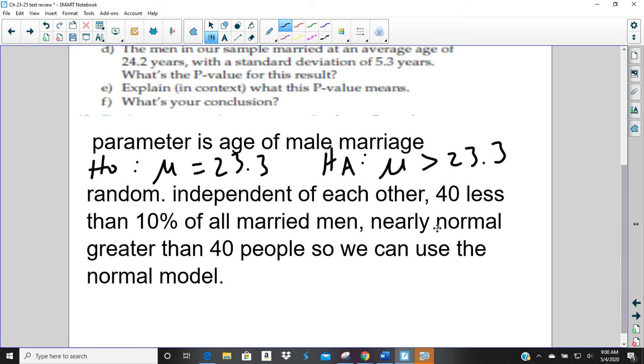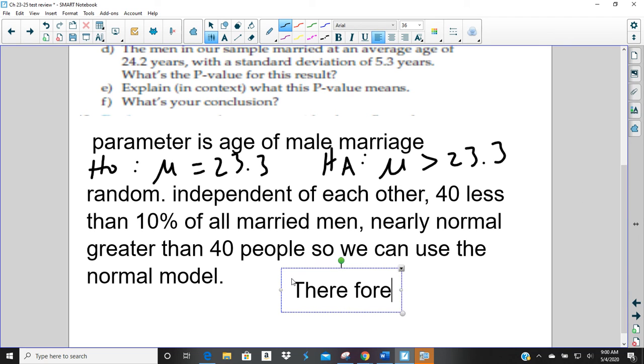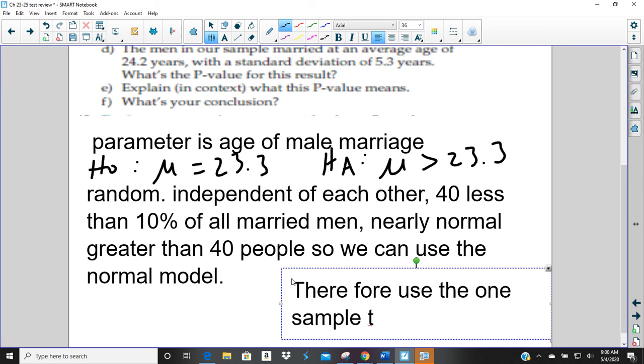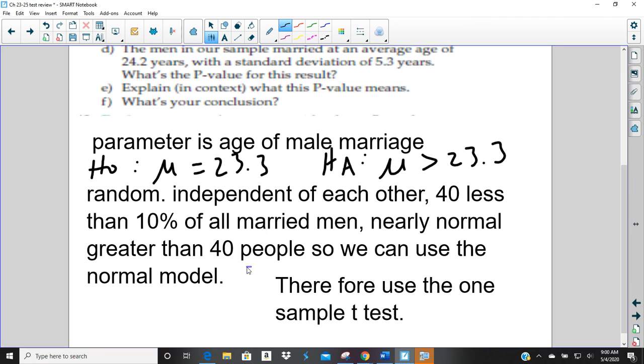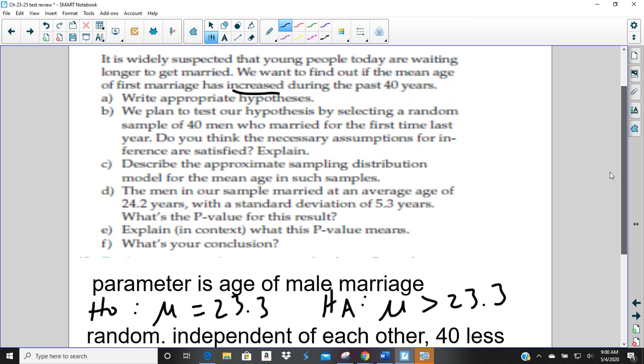So it's certainly skewed to the right in this case, as we would expect all marriages would be, because you can't be too young to get married. All right, so therefore, use the one sample t. We're doing a test here. Okay, so let's do the test right now. So we're going to plug it in. Oh, so we have to figure out what we're testing, right?